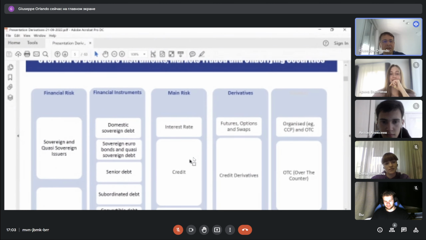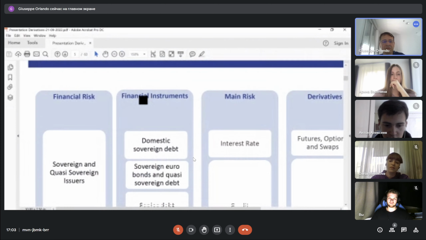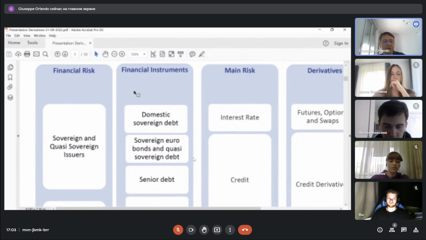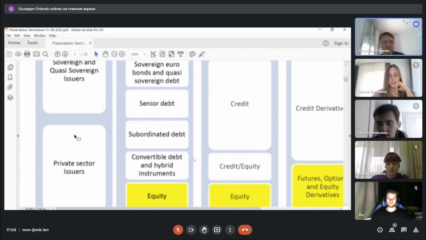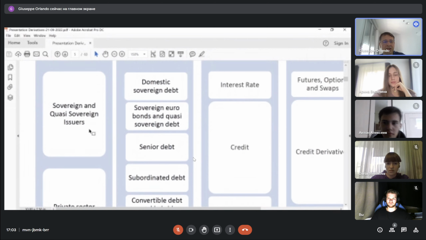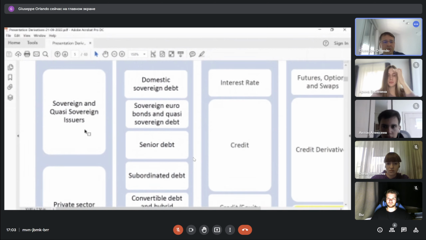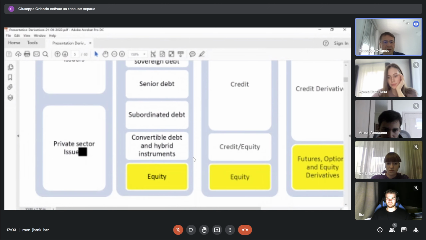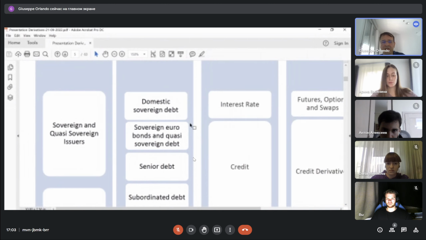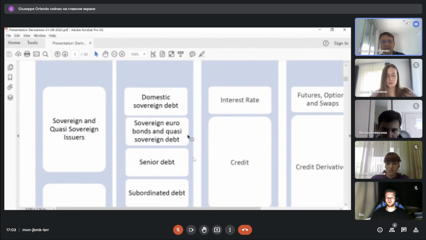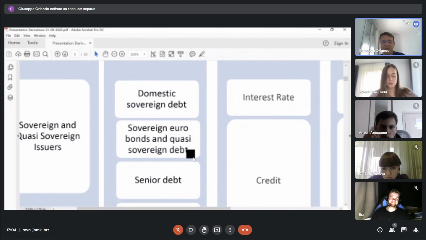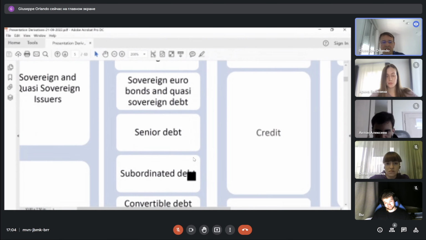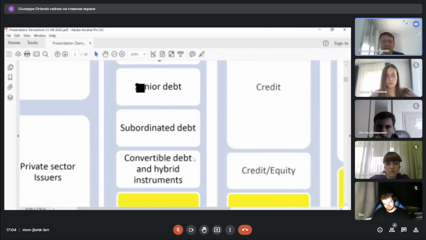Okay, now let's go on. So there are different kinds of risks. Financial risk, that could be regarding sovereign and quasi-sovereign, and then private sector issuers, we already seen this. And then financial instruments that can be domestic sovereign debt, senior debt, subordinated debt. Do you know what is the difference between senior debt and subordinated debt?